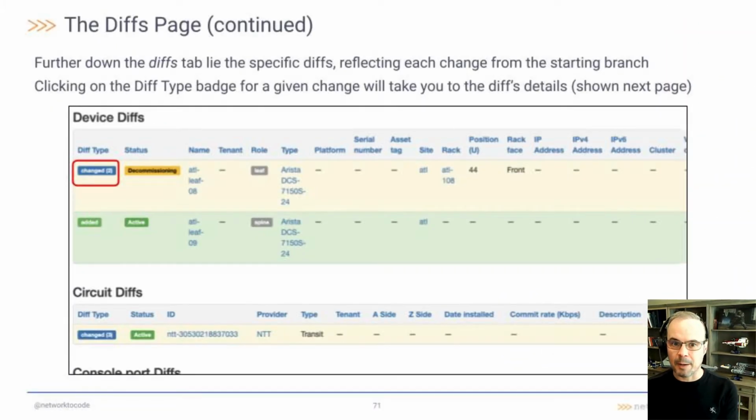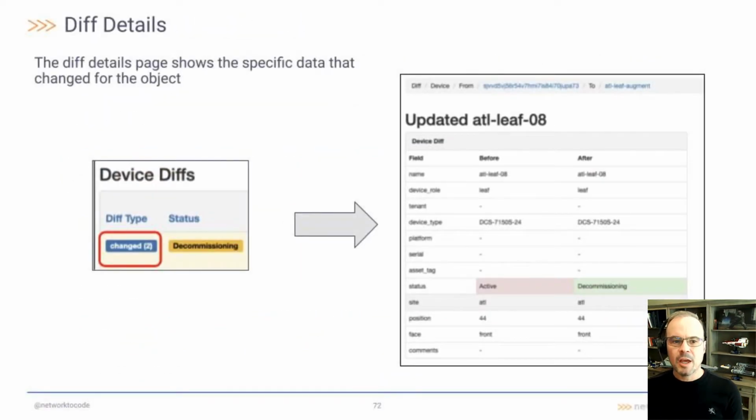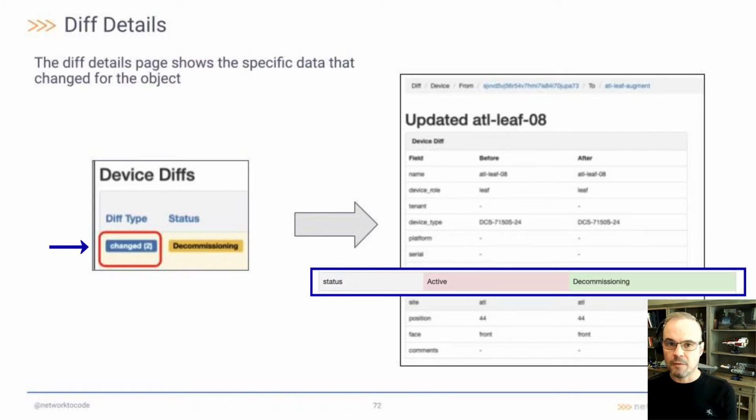Further down on the diffs tab lie the specific diffs, reflecting each change from the starting branch. Clicking on a diff type badge for a given change will take you to that diff's details. And we're going to talk about that in the next slide. So as an example, if you find a certain device diff and click on the diff type badge for that diff, in this example, there's a diff type of changed. And if you click on that diff type, you'll be taken to the actual change. In this example here, the status of Atlanta Leaf 8 has been changed from active to decommissioning.